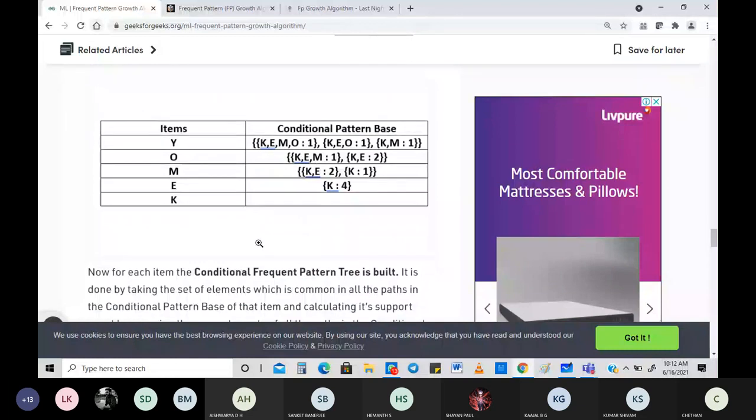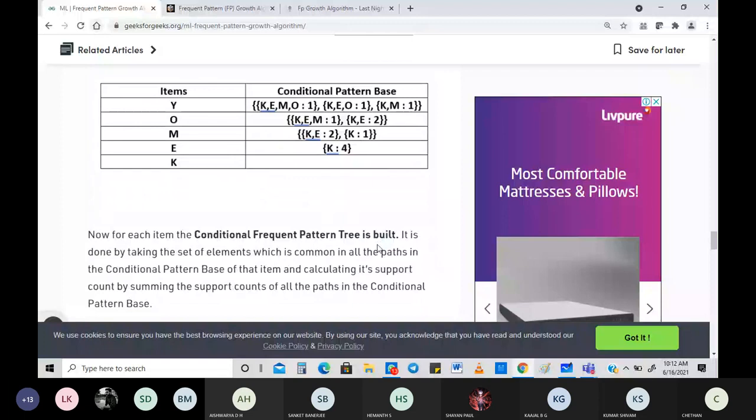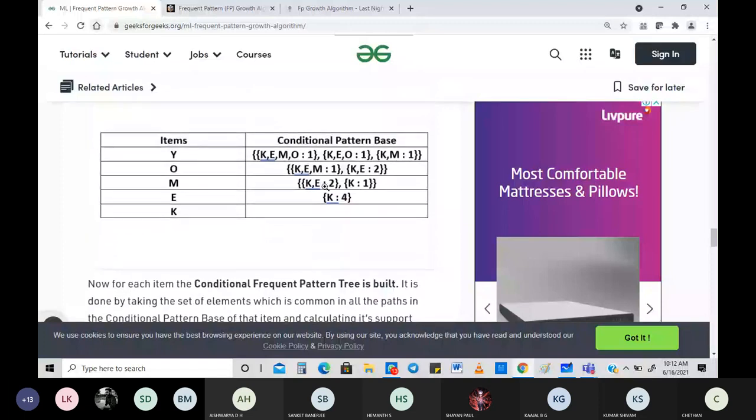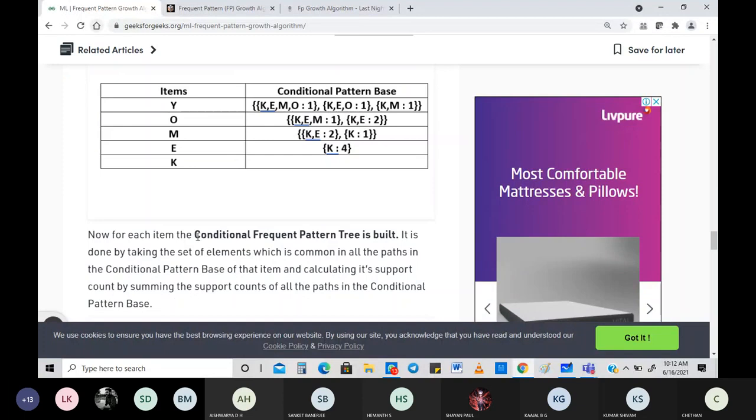Now the next part, the conditional frequent item tree. This is with regard to the conditional pattern base. Okay. Now, what's the next thing? The next thing is you need to build what is known as the conditional frequent pattern tree.